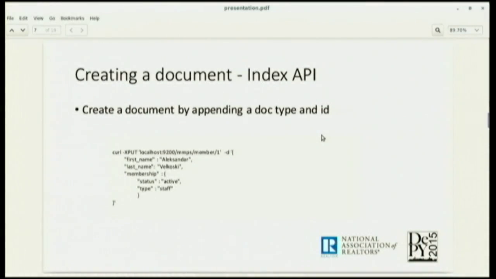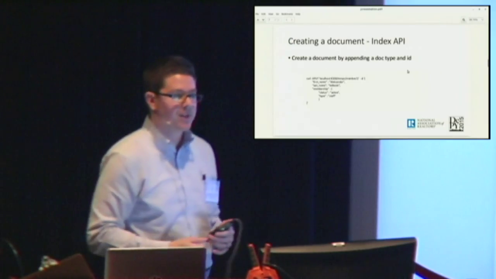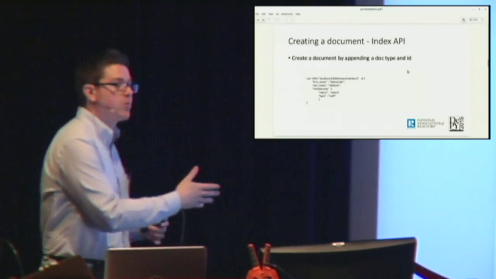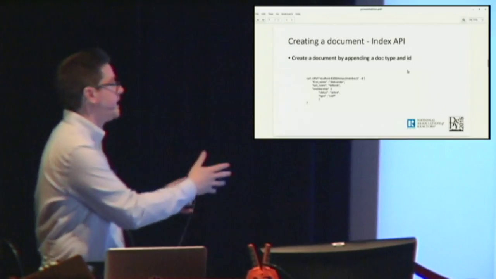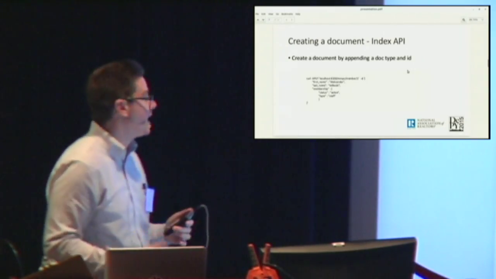To create a document, it's very similar syntax as you saw on the previous slide for creating an index. The only thing you have to add is a type, which in this case we define as a member type, and then an ID. Once you do that, you pass the actual document that you're interested in indexing. In this case, a first name, a last name, and some membership information, so whether or not the status of this member is active, and the type of membership that this member has. And then this will provide you with the ability to index that document in Elasticsearch. So once you create this request, the document will be added.